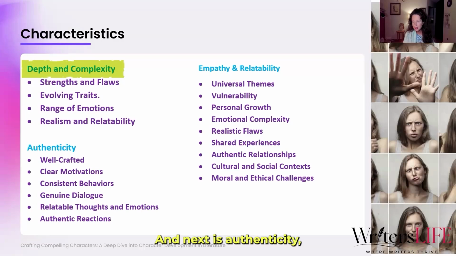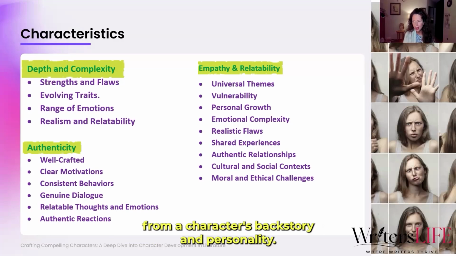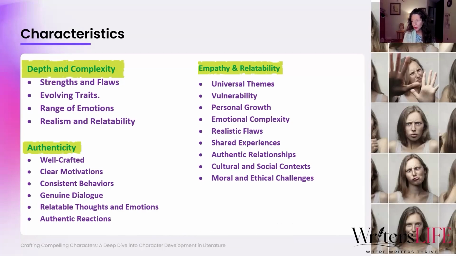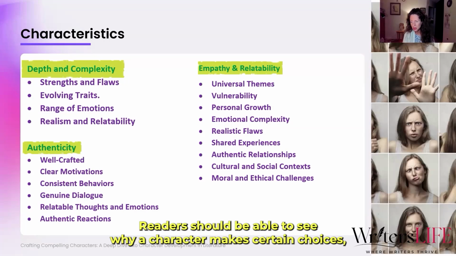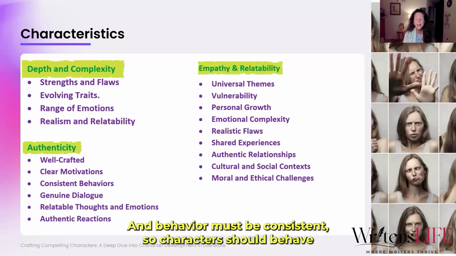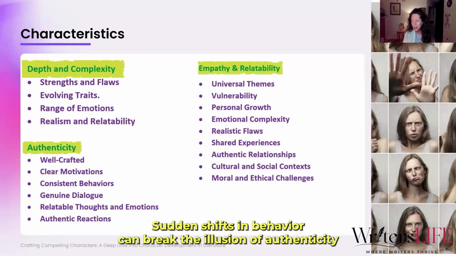And next is authenticity, empathy, and relatability. Clear motivations. Your motivations for characters should be consistent and logically stem from a character's backstory and personality. For example, a character driven by fear of failure might act cautiously. Readers should be able to see why a character makes certain choices, even if they disagree with those choices. And behavior must be consistent. So characters should behave in ways that align with their established traits and motivations. Sudden shifts in behavior can break the illusion of authenticity.